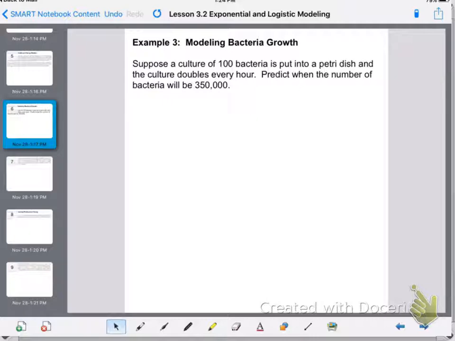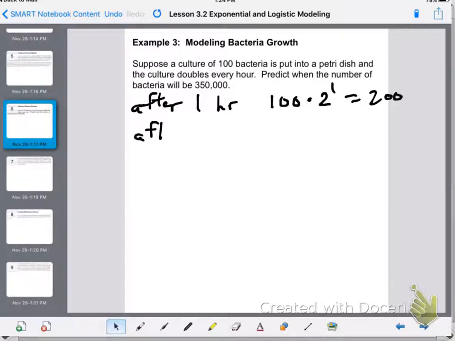Suppose a culture of 100 bacteria is put into a petri dish and the culture doubles every hour. Predict when the number of bacteria will be 350,000. So after 1 hour, it doubles every hour. So we take our initial value, 100, times 2, because it's doubling, that means the base is 2. 100 times 2 to the first, that's 200.